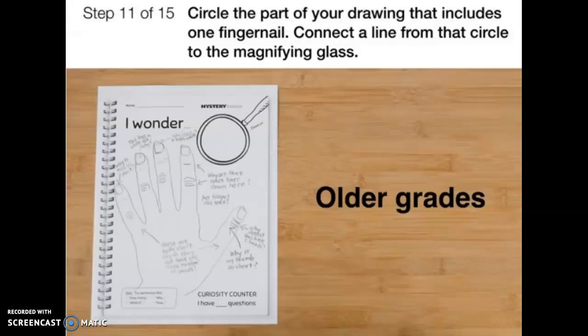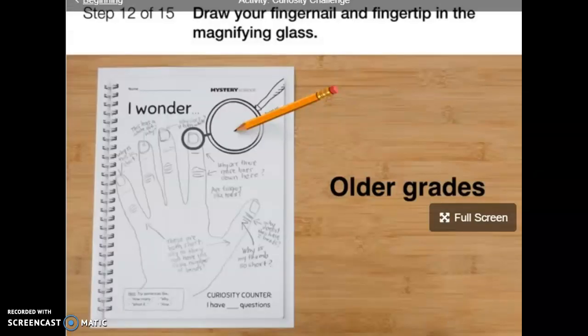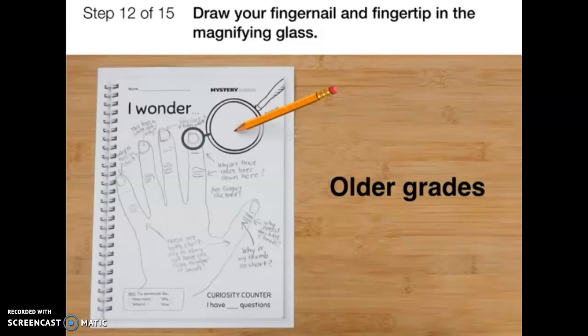Step 11. Circle a fingernail in your drawing and draw a line to the magnifying glass in the corner. Step 12. Use the magnifying glass to look at your fingernail more closely. Write a question that you have about it.